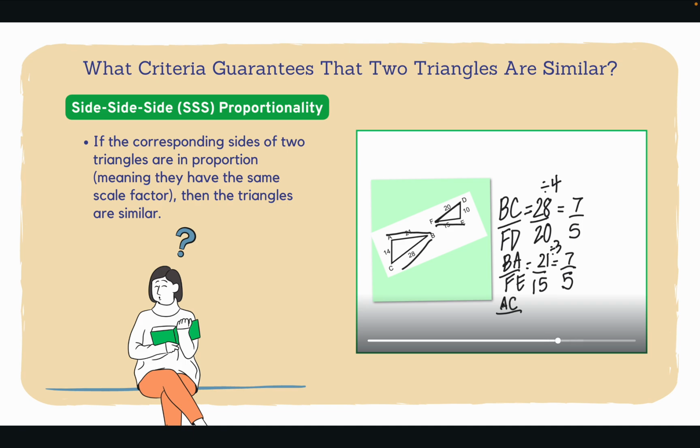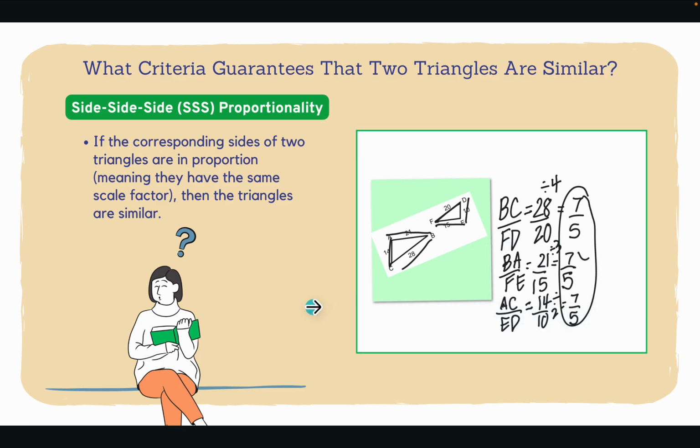I'm hoping my third side will be the same. 14 divided by 10, divide the numerator and denominator by 2, and I get 7/5. Indeed, the ratio is the same. The sides are proportional. The triangles are similar.